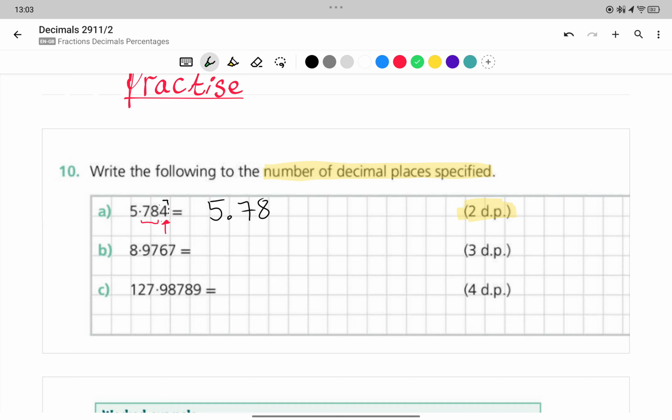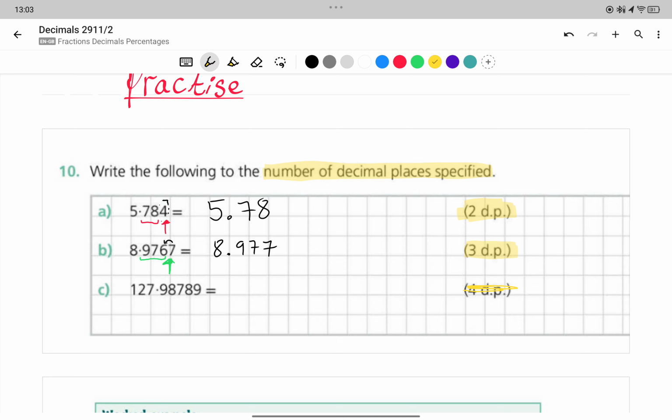Now the next one is asking for 3 decimal places. So we want to keep 3. We have to look at the fourth one. So if you want to keep 3, look at the fourth one. Is it 5 or more? It is. So that means the digit before it is going to go up 1. So you got 5.977. And that's that rounded to 3 decimal places.